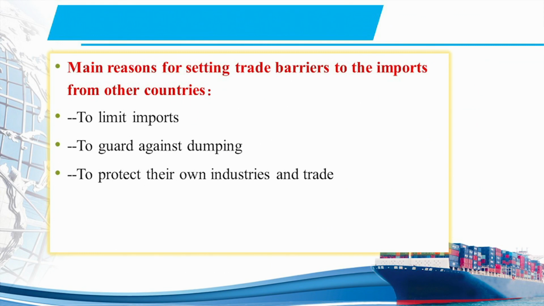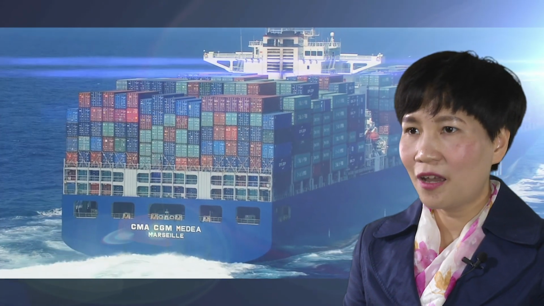They are mainly to limit imports, guard against dumping, and protect their own industries and trade. Countries often use protectionist measures to guard against such practices as dumping. Trade protectionism is the use of government policies and regulations to limit the imports of goods, services, and technology. Advocates of trade protectionism believe it allows domestic producers to survive and grow, producing more jobs.